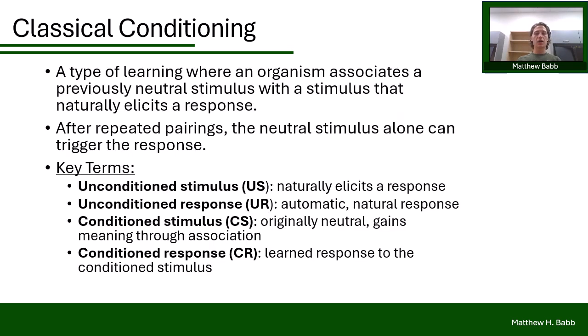And so here is an actual formal definition of classical conditioning. It is a type of learning where an organism associates a previously neutral stimulus with a stimulus that naturally elicits a response. And after repeated pairings, that neutral stimulus alone can trigger the response. There are four key terms that are important for understanding classical conditioning. First is the unconditioned stimulus, and this is the stimulus that naturally elicits a response. In the case of the dogs, it's food.